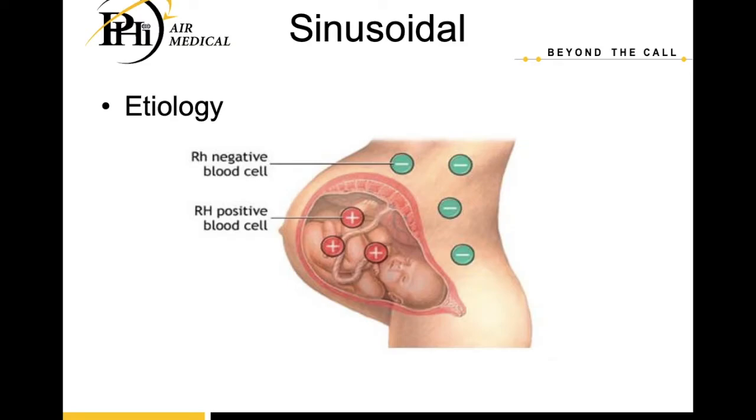And what is the significance of it? Typically, if we see a sinusoidal pattern, we are going to have significant fetal hypoxemia. Oftentimes, it's going to be secondary to fetal anemia, which is oftentimes due to Rh isoimmunization. So it's really important to be able to pick up that sinusoidal pattern.